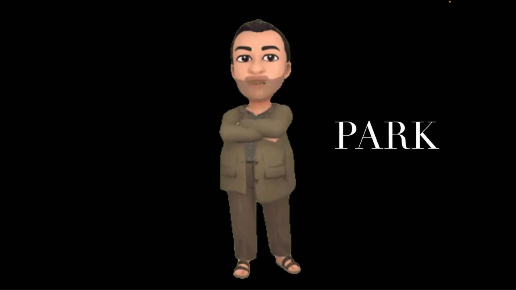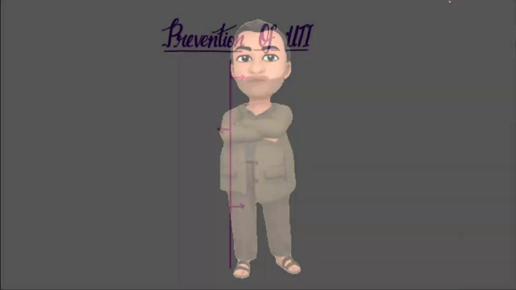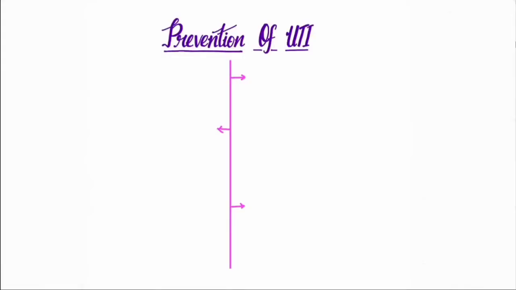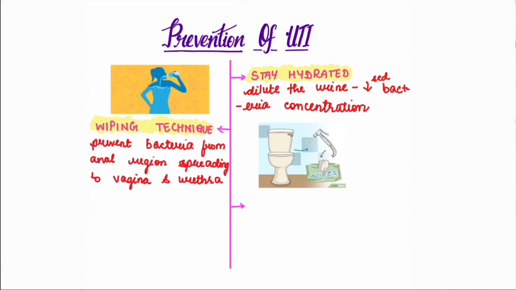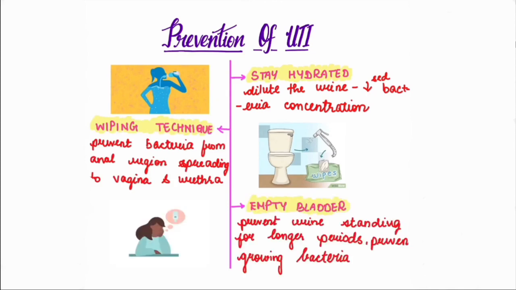Hello, my name is Park and I'm going to be talking about prevention of UTIs. Stay well hydrated, which dilutes the urine and lowers the concentration of bacteria in the bladder. Wipe front to back, which prevents bacteria from the anal region from spreading to the vagina and urethra. Empty your bladder frequently to ensure that urine is not sitting in your bladder for long periods of time, which prevents the growth of bacteria.